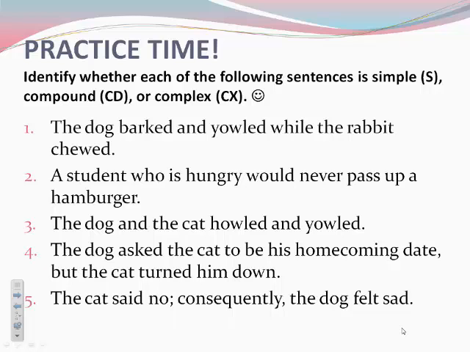Well, if there are not any dependent clauses in that sentence, I know it's either simple or compound. Then I just have to figure out how many independent clauses there are. However, in number 1, there is a dependent clause, which is while the rabbit chewed. So I'm going to underline that and label that as dependent. And then I look to see the dog barked and yowled is an independent clause, so I'm going to label that as independent. So my formula for the sentence is independent plus dependent, which I know is complex, so I'm going to put a CX to the left of number 1. Okay, so just label the independent and dependent clauses, if there is a dependent clause, and then to the left of each number, write what type of sentence it is.